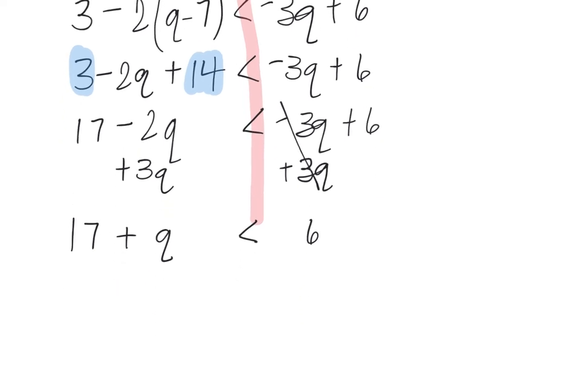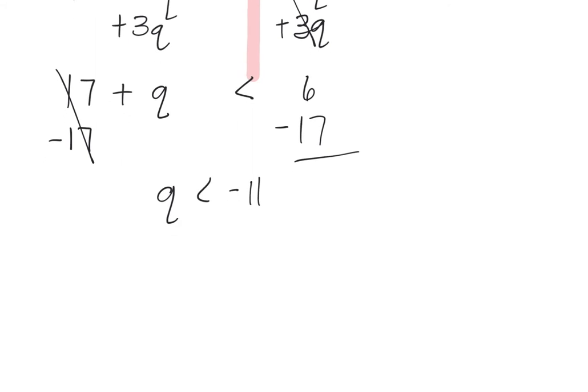Well, the goal is to have q by itself, and right now 17 is added to it. So get rid of 17 by subtracting it, and we get that q is less than negative 11. And for set builder notation, you'll just say q such that q is less than negative 11.